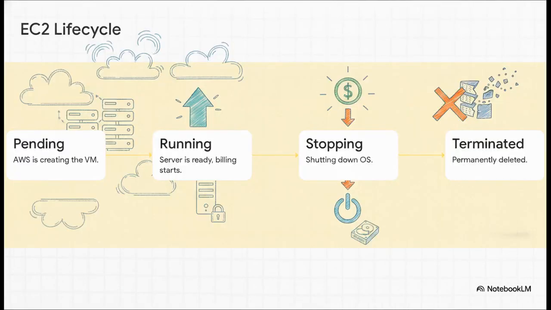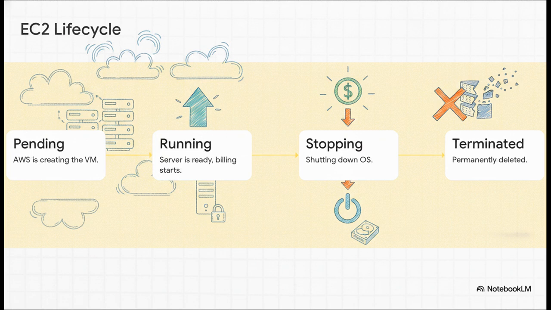And when you interact with an EC2 instance, it goes through a very specific lifecycle. First up is pending. That's where AWS is busy carving out your virtual machine behind the scenes. Then it hits running. This means the server is ready for you to install stuff, but, and you'll want to remember this, it is also where your hourly billing starts.